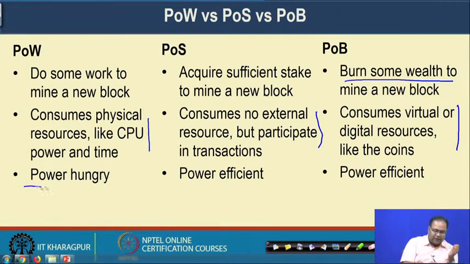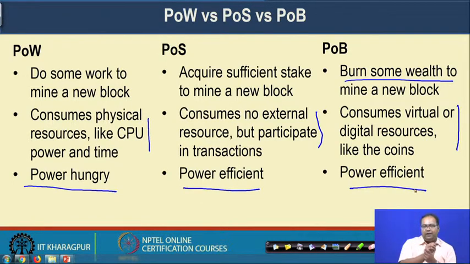Now, the proof of work is a power hungry mechanism. Proof of stake is power efficient. Proof of burn is also power efficient, because you are burning the digital currency and not the physical currency.